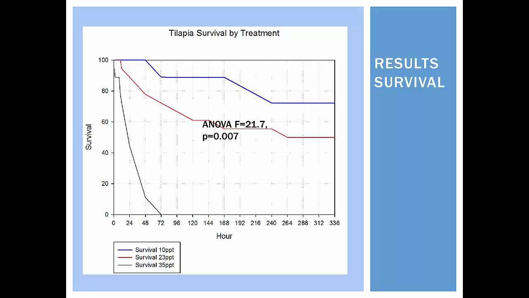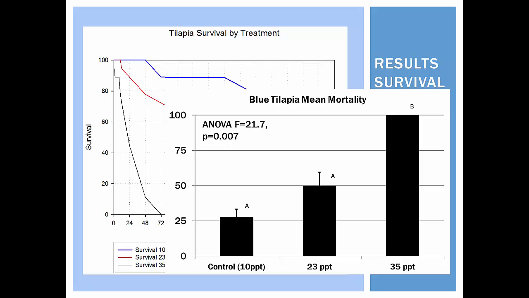I think the fish were already stressed coming out of those lakes. It's just not the ideal environment. They had some parasites, leeches that were on them, so that could have caused maybe some mortality. But when we did the stats on them, this is just looking at mortality instead of survival, so that's why 35 parts per thousand is the highest. We found that the 35 was significantly different from the control or the 23.